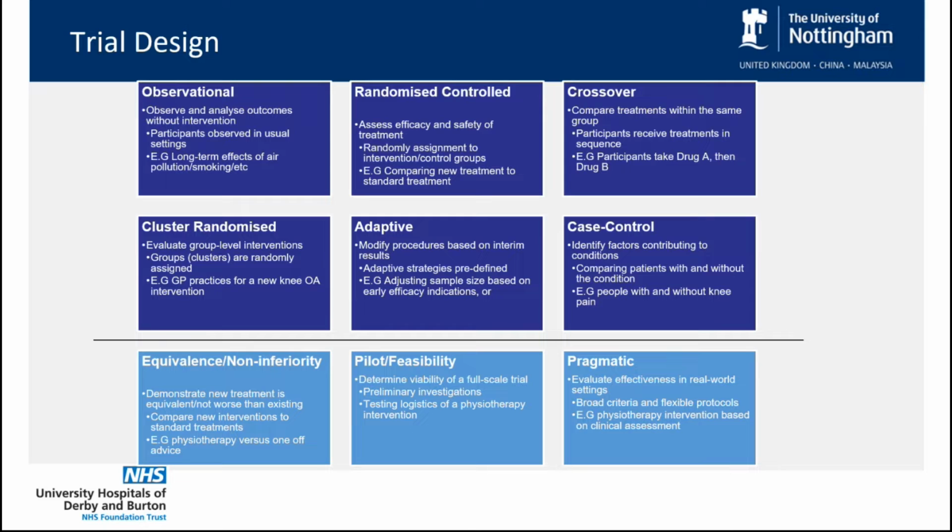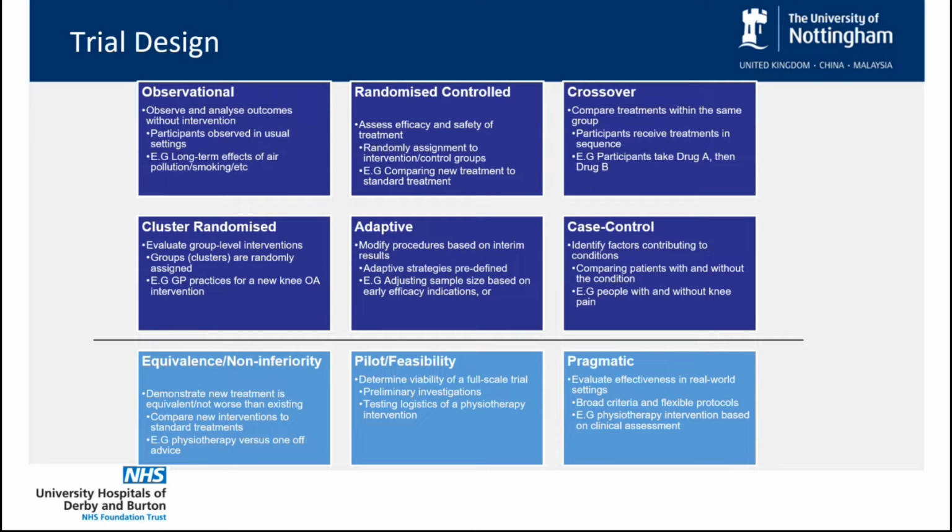So trial design. There are observational studies where we can observe a patient group and measure what happens to them over time. Typically they might involve long-term effects of, say, air pollution or smoking, for example. There's a randomized control trial, which assesses the efficacy or safety of treatments, usually through randomizing participants to one treatment or another. There are crossover trials, where you have one group of participants and they might get different treatments at different time points. So treatment A first, then treatment B, or another group might get treatment B, then treatment A.